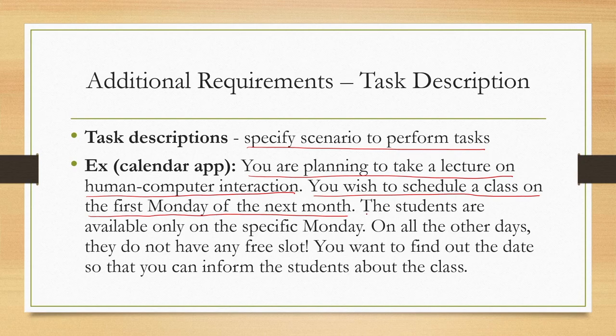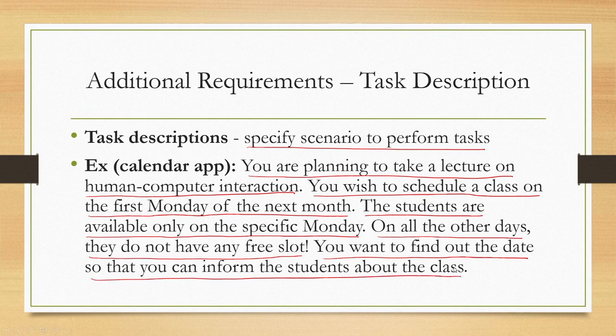That is what you want, because you know that the students are available only on the specific Monday. So, every month the first Monday within a semester the students are available, other Mondays they are not available for some reason, and on all the other days of the week they have some other work. So, they do not have any free slot for you to take the lecture. Now, you want to find out the date so that you can inform the students about the class. So, you are given the calendar app. Your task is to find out the date on which the first Monday of the next month falls. And once you are able to identify the date, you can inform the students, and additionally you can keep some note on that date in your calendar app.